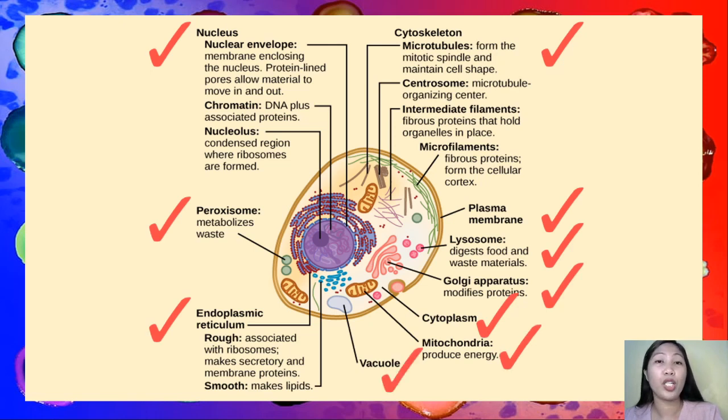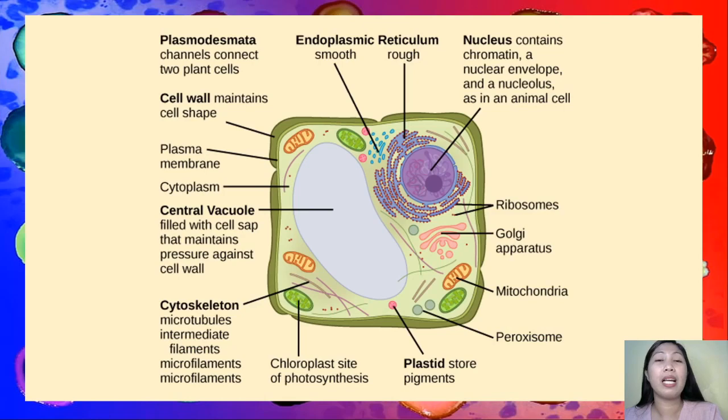There are also other parts that can be seen among plant cells, which are plasmodesmata, cell wall, central vacuole, and plastids.